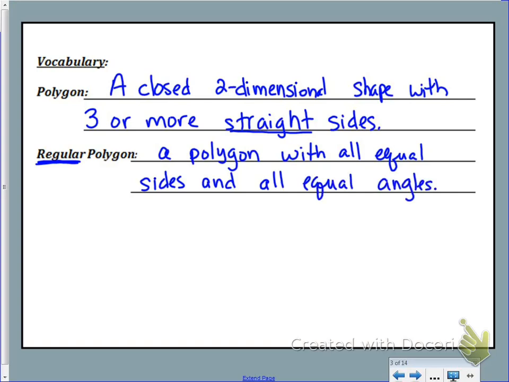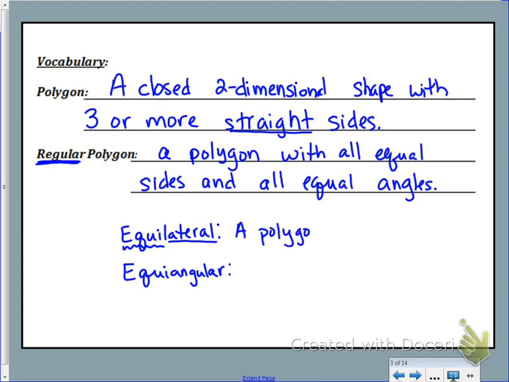Something I'd like you to put over in your annotations is the difference between equilateral and equiangular. So go ahead and add this in your annotations, please. So equilateral versus equiangular. If we think about lateral, the root of that word is sides, and equa, the prefix, means equal. So this is a polygon with all equal sides.